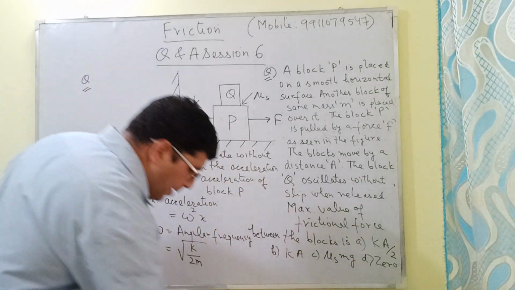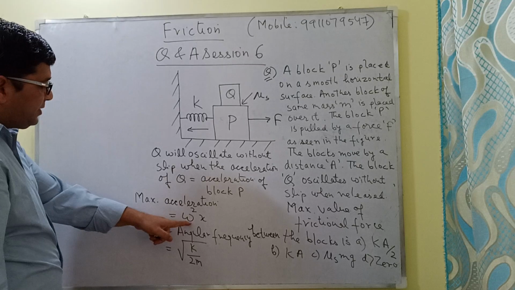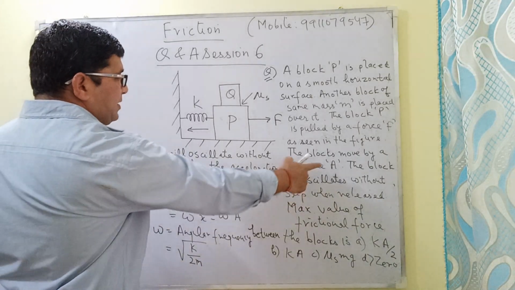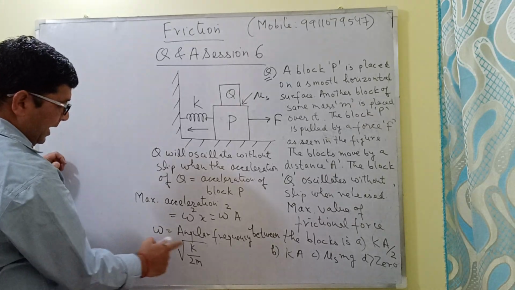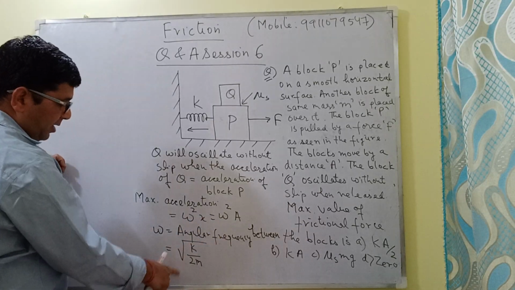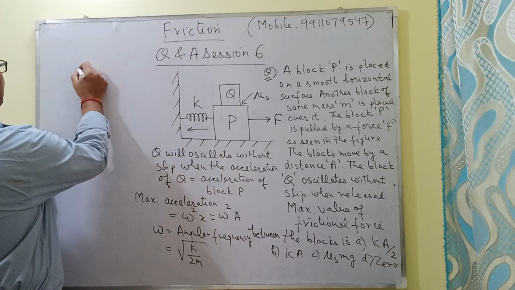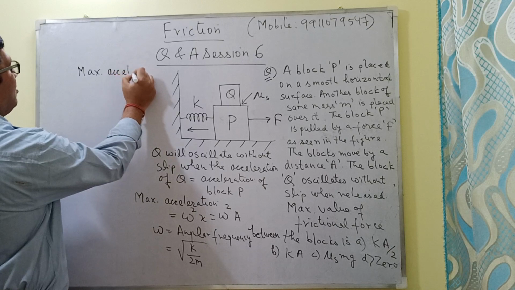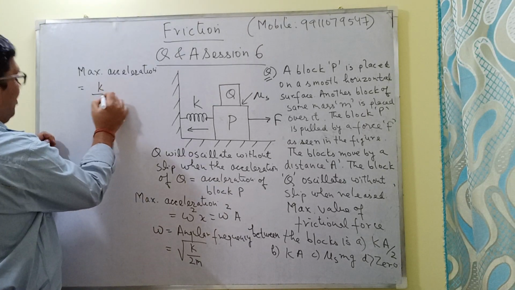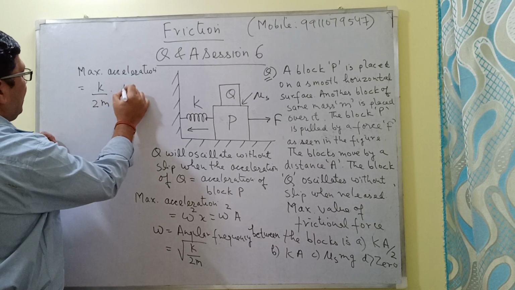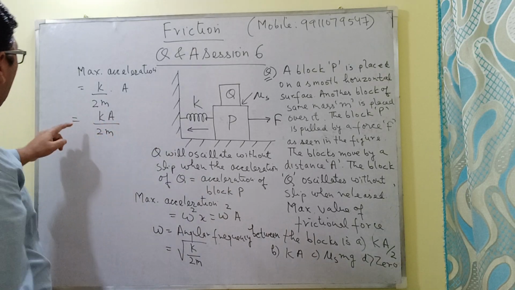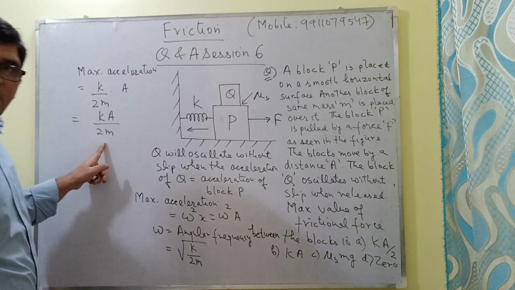So now the maximum acceleration is equal to omega square x, which is equal to omega square a, because x is the displacement, and in this case the displacement is a. Omega is the angular frequency, given by under root k divided by 2m. So the maximum acceleration will be omega square, which is k upon 2m, into a. This is the value of the maximum acceleration, which is equal to ka divided by 2m.